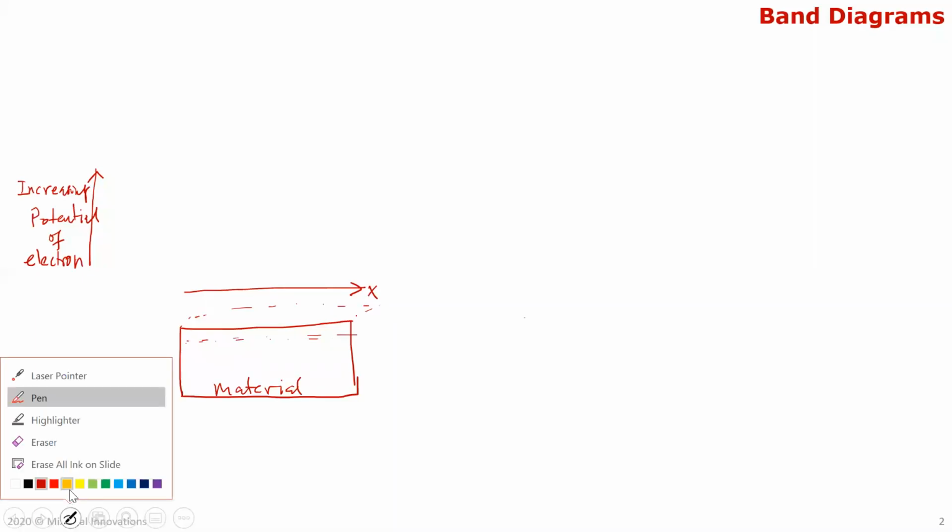Okay, so just to repeat, the band diagram is a potential diagram. So if I take a block of any material here, mostly we do semiconductors, obviously. So this is the X direction, that's what it's showing. And this is the increasing potential of an electron. That's what the band diagrams are. And typically there are a few notations in band diagrams.